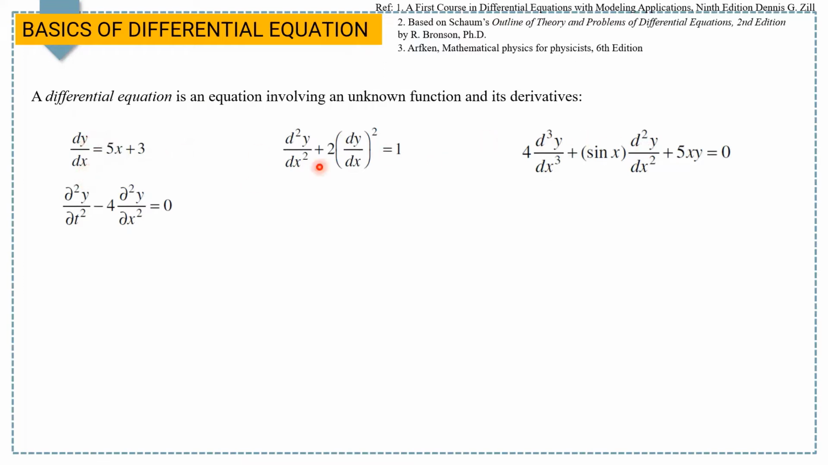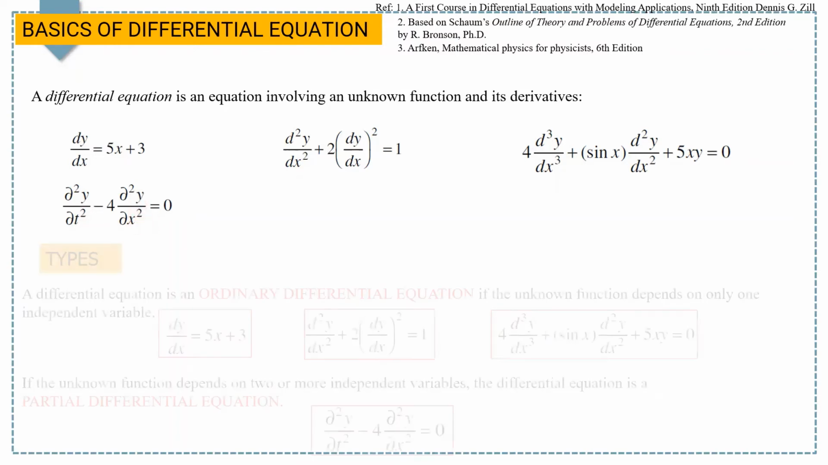Following are the differential equations involving the function y. In the first example, you can see y has one time derivative with respect to x. In the second example, y has two time derivatives with respect to x. And in the third case, y has a maximum of 3 time derivatives with respect to x. And in the fourth example, y has 2 time derivatives with respect to t, along with the 2 time derivatives with respect to x.